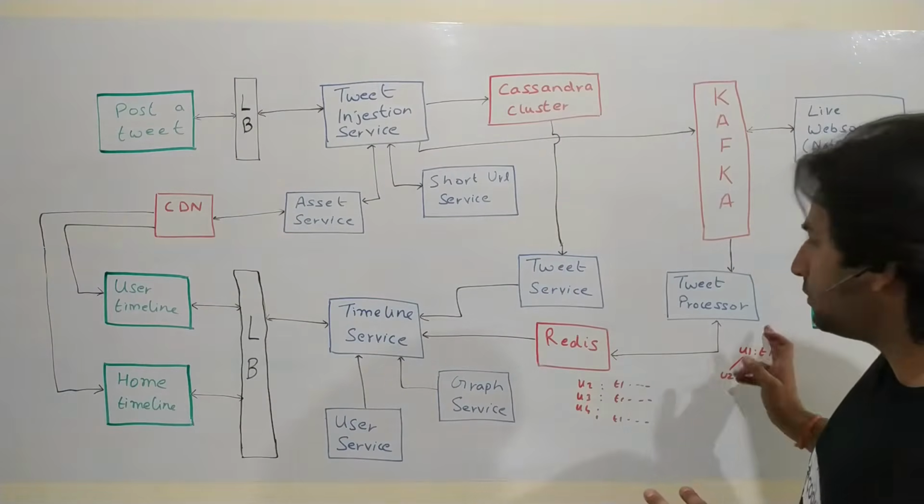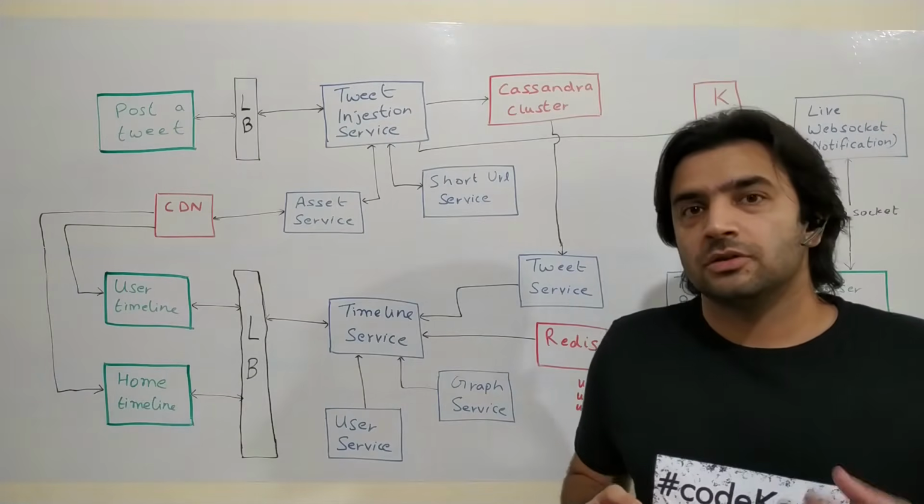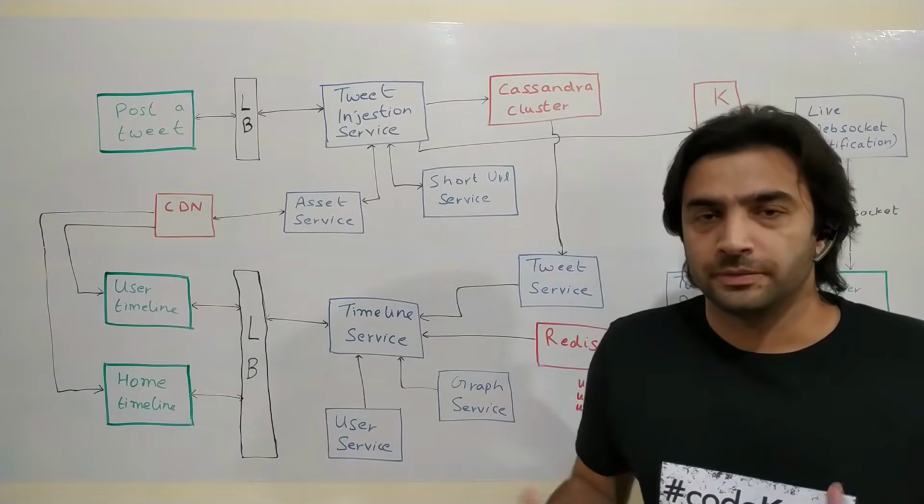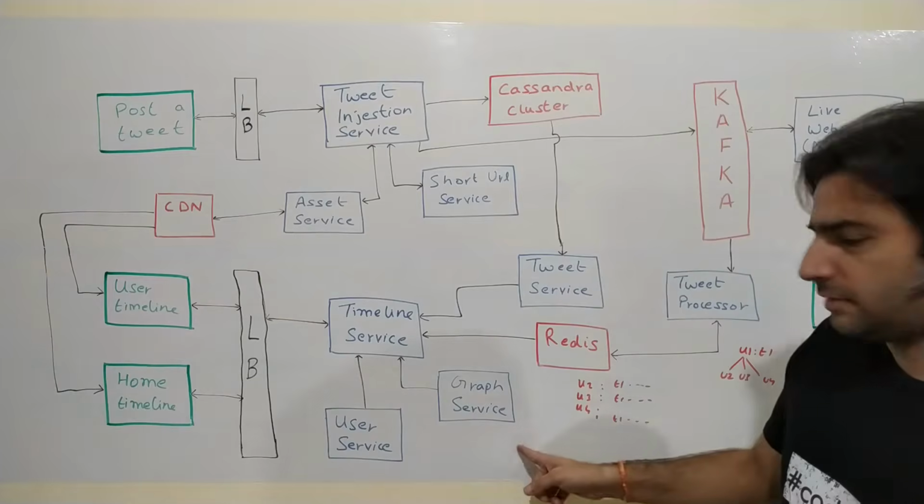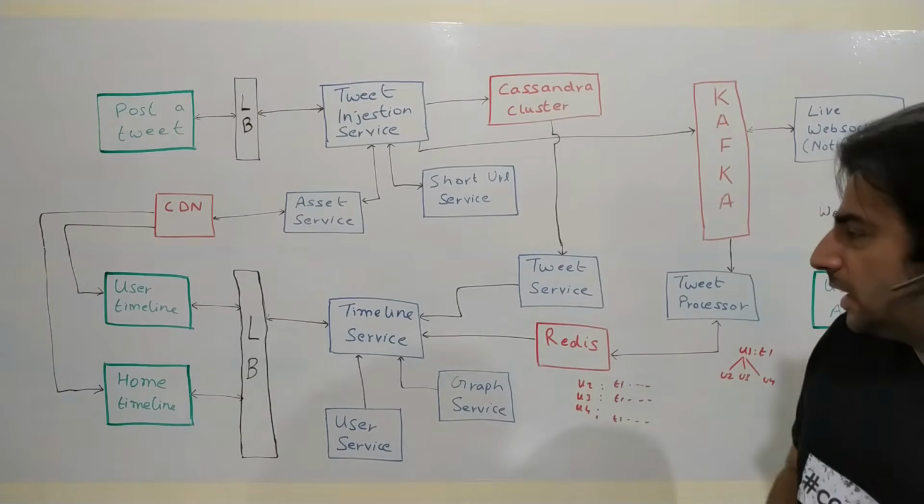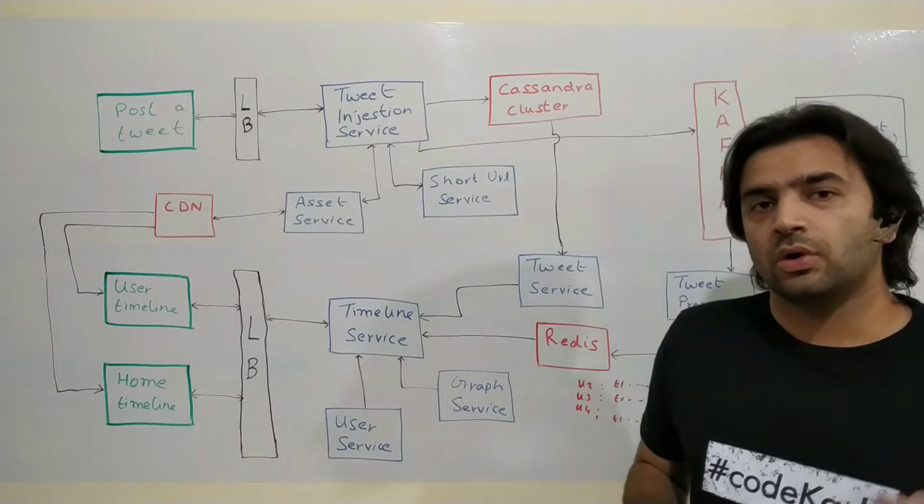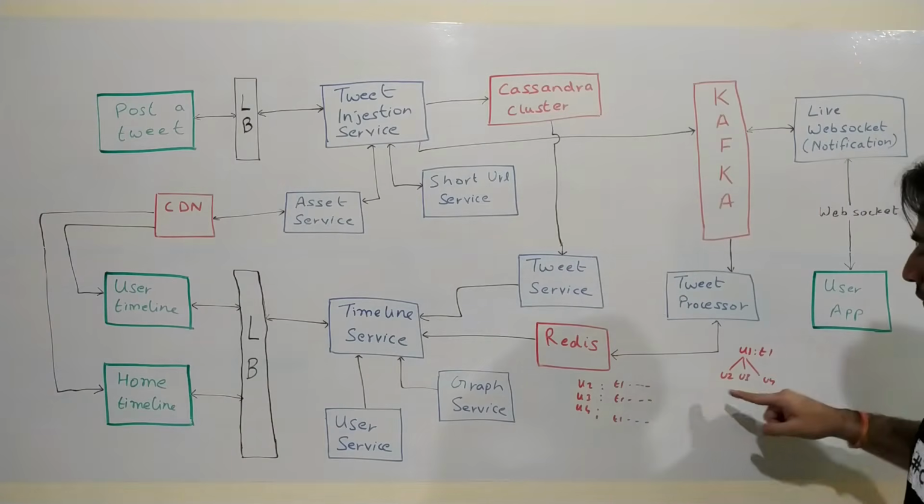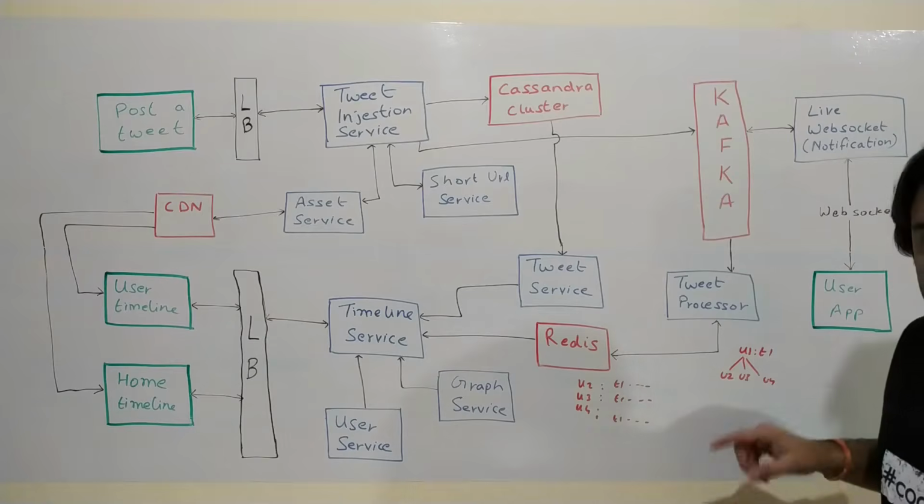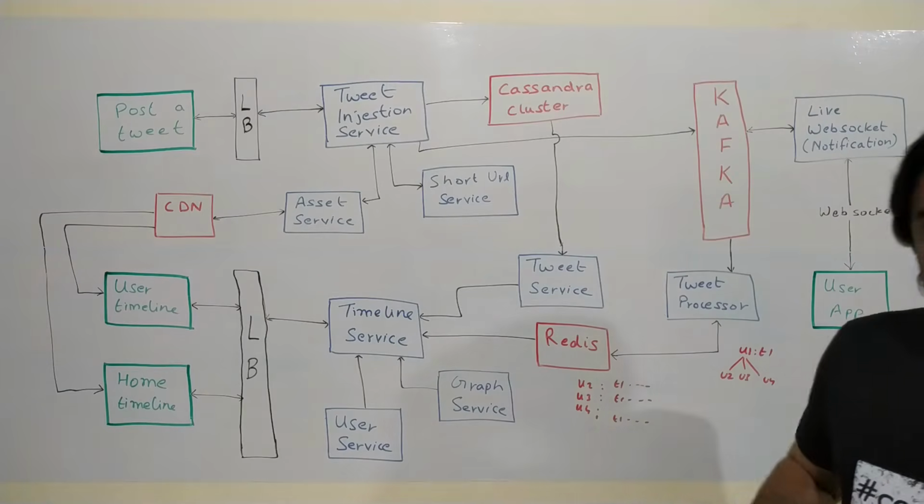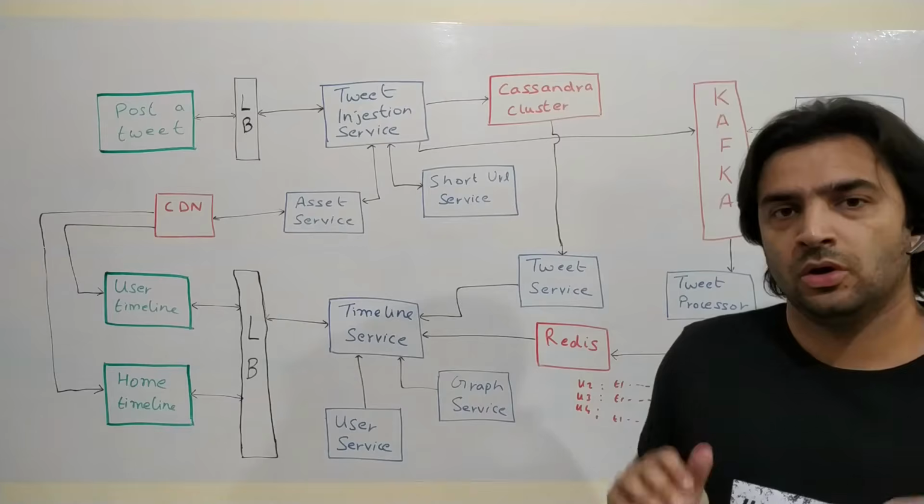Now this service needs to get a list of all the people who are being followed, right? So for that it will query the graph service. I have not made the link, but the tweet processor will query the graph service to figure out all the users. Basically this U1 to this U234 mapping will be queried from the graph service. Okay, all good till now.